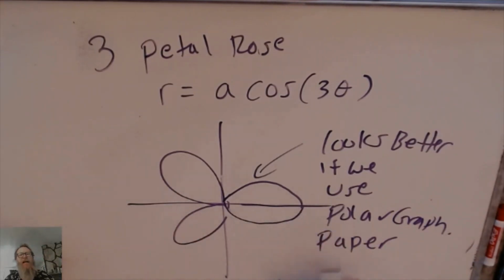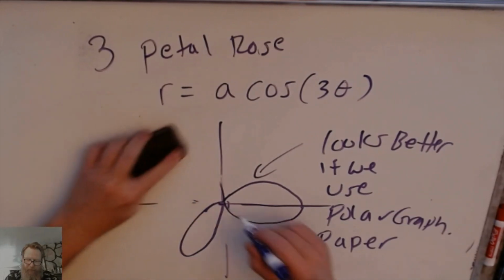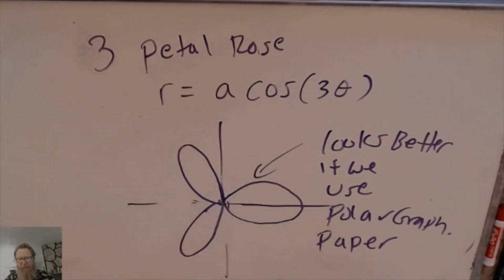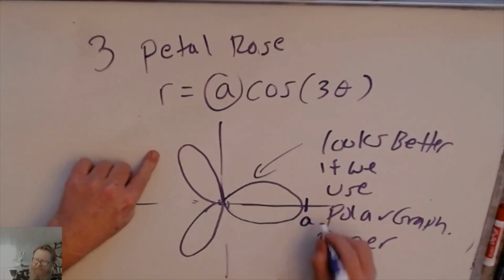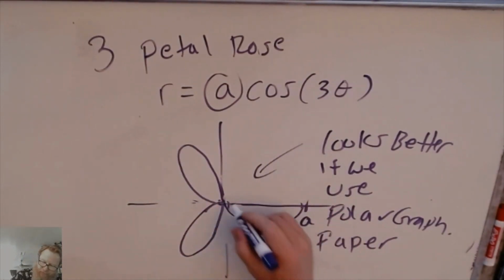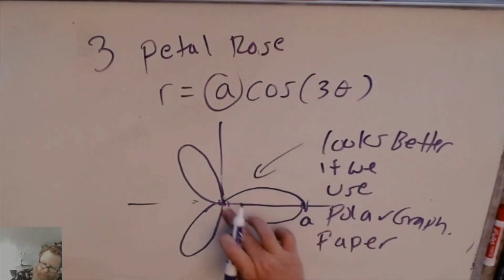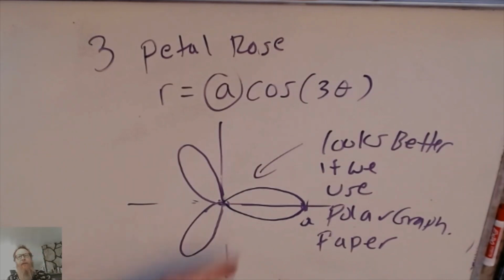But just to give you the idea of what a 3-petal rose should look like, I keep wanting to make it look better. And then again, A is just the radius of the petals, how large each petal is. I'm not going to give up on this, am I? There you go. That's a 3-petal rose.